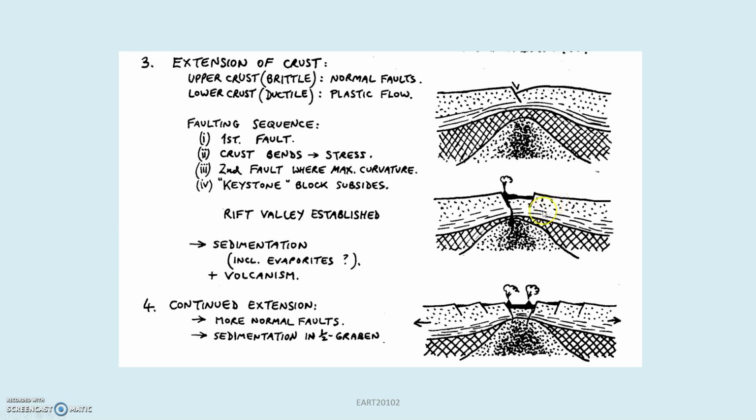Okay. And we get continued extension. So we get the extensional faulting spreading away from the main rift valley. So we generate a number of these normal faults dipping inwards towards the center of the rift valley of the continental rift.